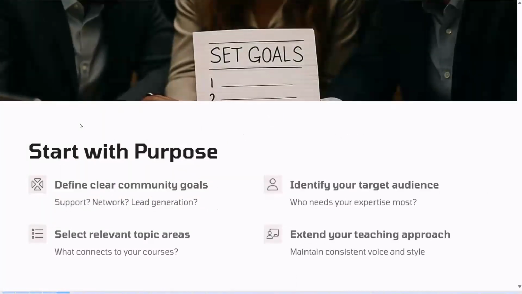So we start with a purpose. We define clear community goals. We did a little bit of this in session 2, looking at our goals for a community. What type of community are we going to be doing? Support, lead generation, whatever it might be. A lot of the time, your goal for a public community will be lead generation, ideally to get people in who might be interested at some point in what you offer, certainly what you talk about. So select relevant topics that connect to your courses.